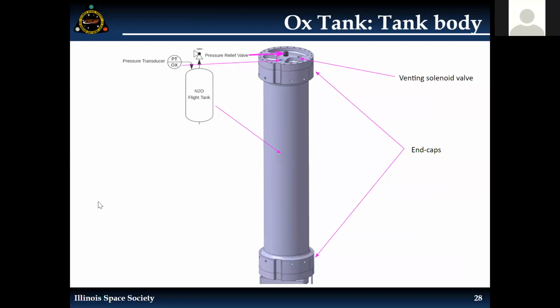Could you explain what the pressure transducer does? It measures pressure from within the oxidizer tank. Okay, noted. Most of these will be explained in the next two slides. That's where the meat of this presentation is.